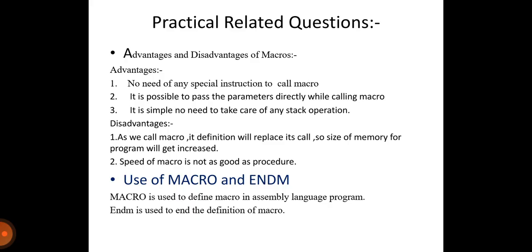Practical related question: advantages of macro, I have already told you. Easy to handle, no need for any special instruction like call to call the macro. It is possible to pass parameters directly to the macro. It is simple, no need to take care of any stack operation, push and pop. The disadvantage is that memory size is more, and the speed of a macro is not as good as that of a procedure. Use of macro and endm: macro is used to define a macro, and endm is used to end the definition of the macro.